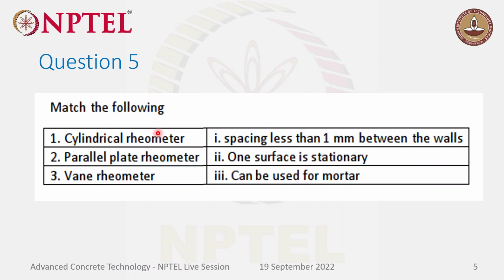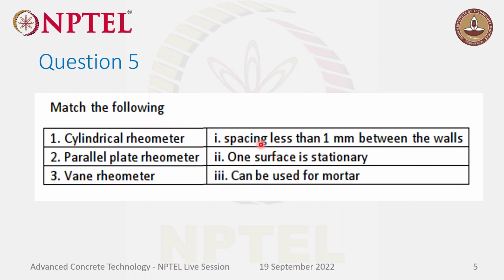Here in the left side column, there are 3 options. One is cylindrical rheometer, second one is parallel plate rheometer, and third one is vane rheometer. All these are rheology measuring equipment, and then they have given 3 other options to match with the left side column.